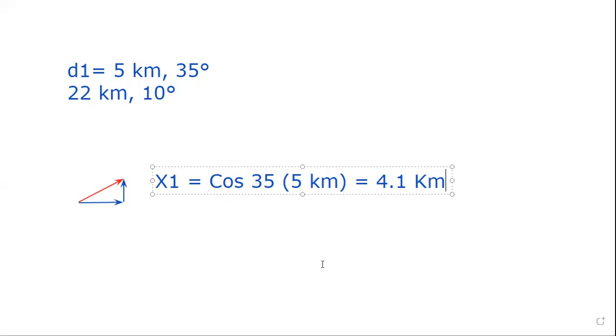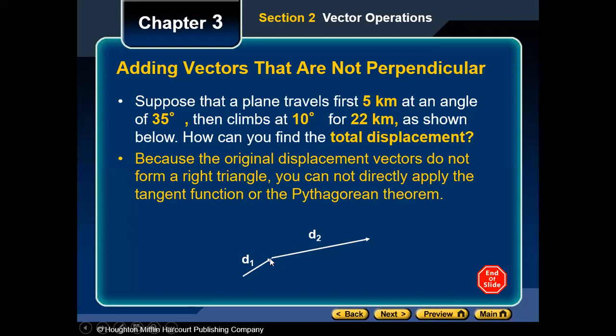The problem that we have here: we're going to find the components of these two vectors, D1 and D2. This is the information for both of them. D1 is 5 kilometers at an angle of 35 degrees, and D2 is 22 kilometers at an angle of 10 degrees. That's what we're trying to solve here on the whiteboard.